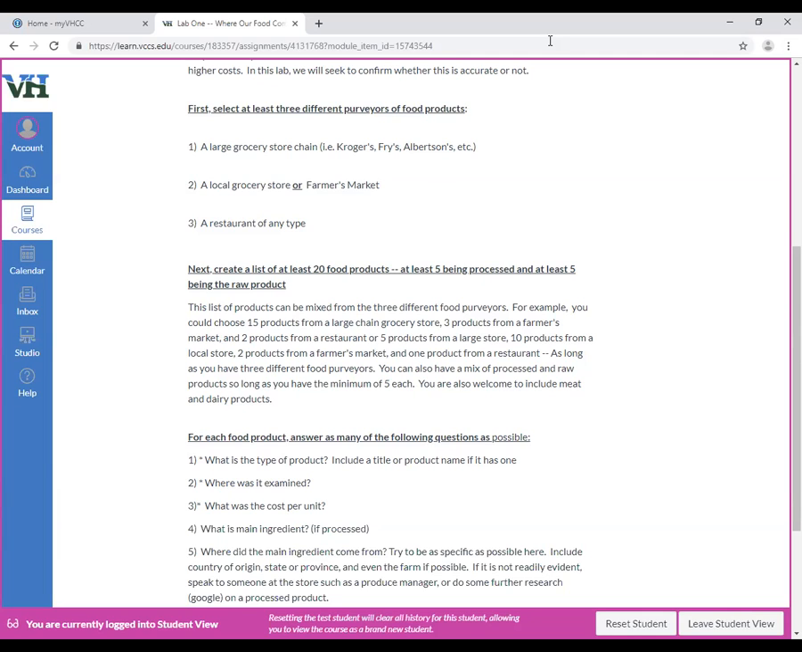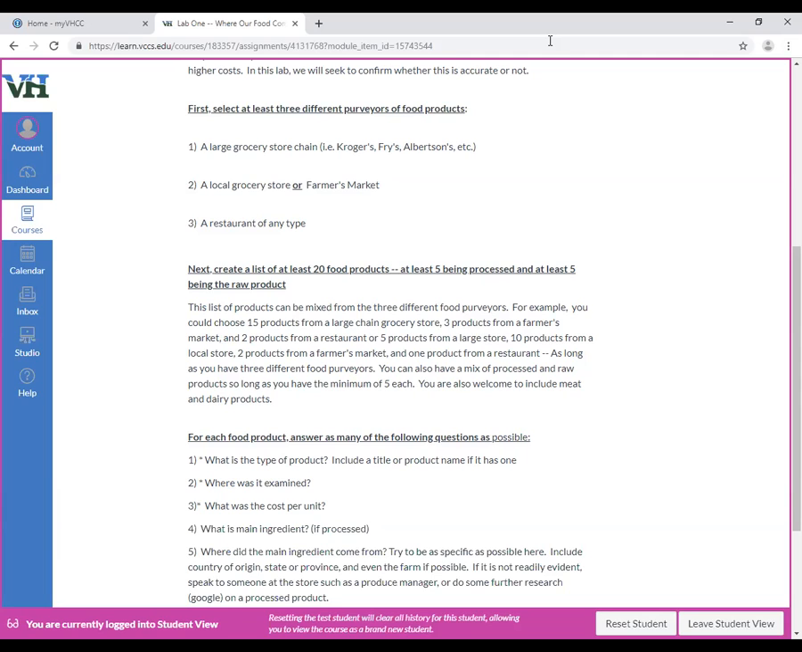Then finally, go to a restaurant of any type. That could be a fast food restaurant, could be a sit-down restaurant, any kind of restaurant. Somewhere that takes products to make some sort of value-added meal, whether it's a value meal or not, right? So that's the first step.